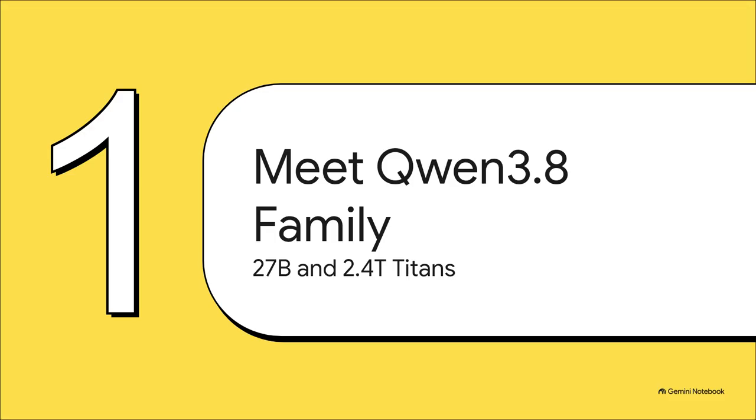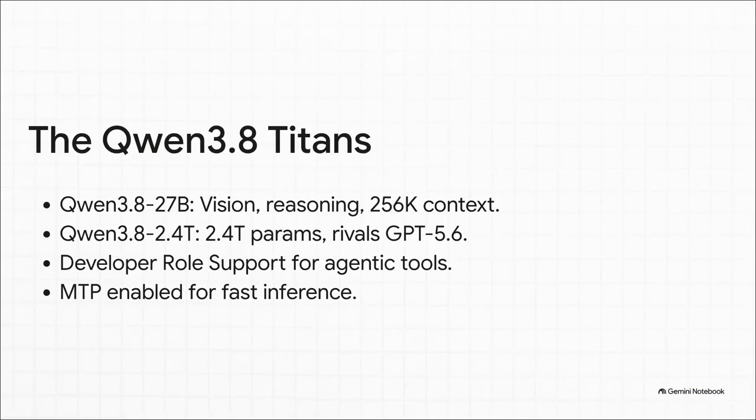Section 1. Meet the Qwen 3.8 family. Introducing the 27B and 2.4T Titans. Specifically, we are going to focus on the two standout models that are completely changing the game for local deployment. The sheer scale and capability here is just staggering. On one end, you have Qwen 3.8-27B. It's a 27 billion parameter model packing native vision capabilities, deep reasoning, and a massive 256K context window.